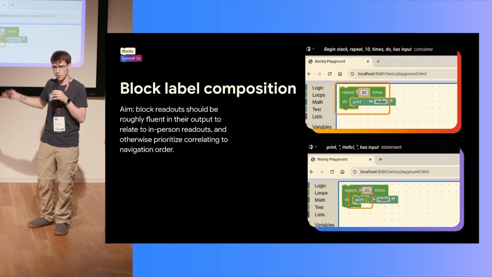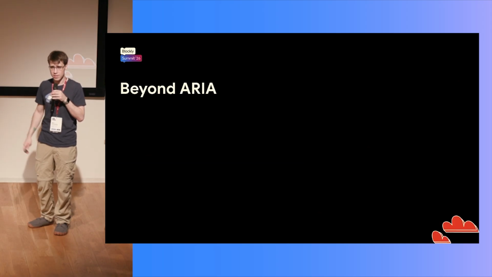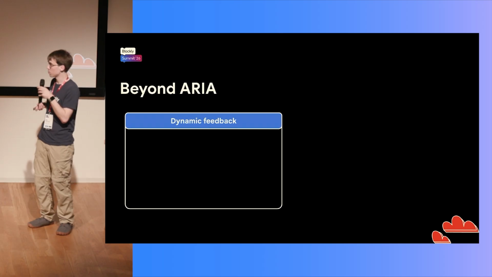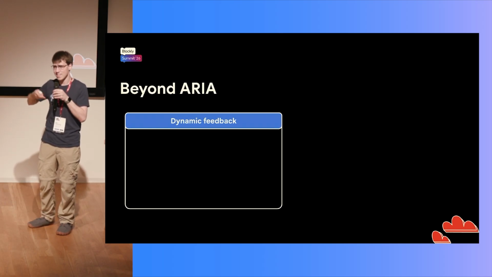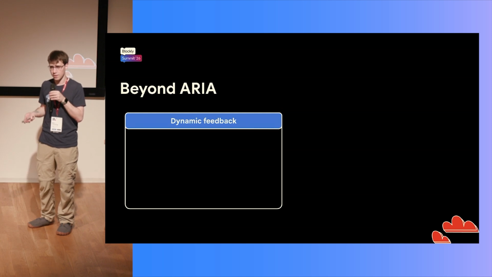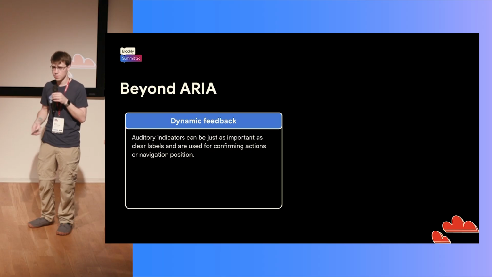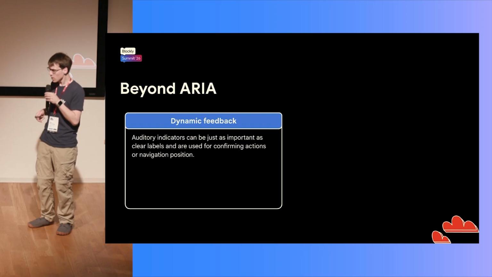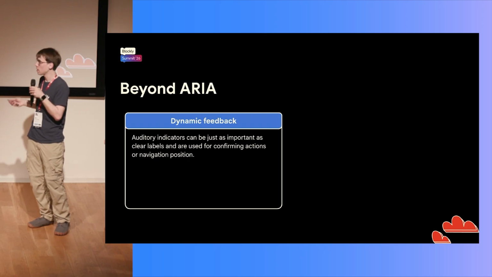Now, while most of the work that we did was around ARIA labels, when it came to actually building the core functionality, there was also some stuff that was outside of ARIA. For example, there were cases when we needed to provide additional feedback dynamically, one of which is auditory feedback. This came up in a couple of previous presentations, but we introduced new sounds, we introduced tones when you're switching different levels when you're navigating. This is not something that just comes for free, and it's not something that Blockly had right away.